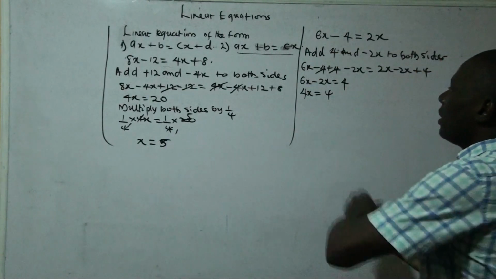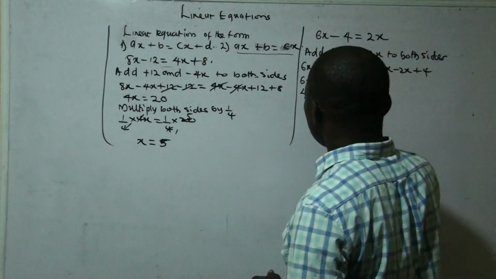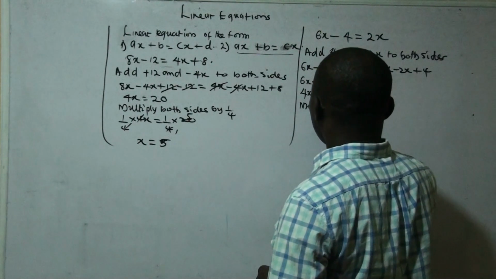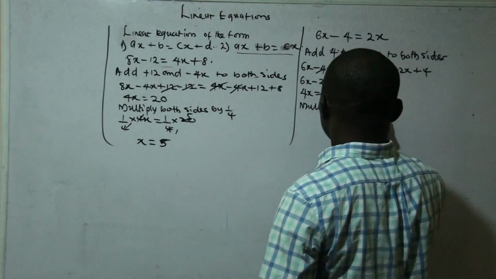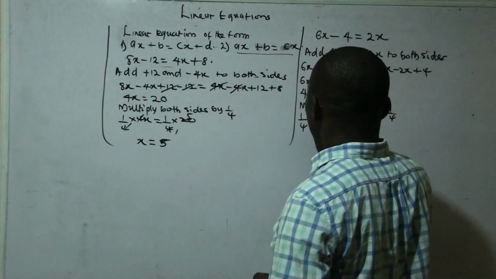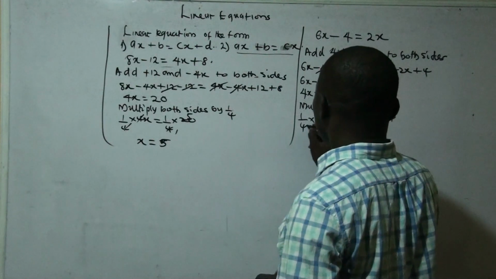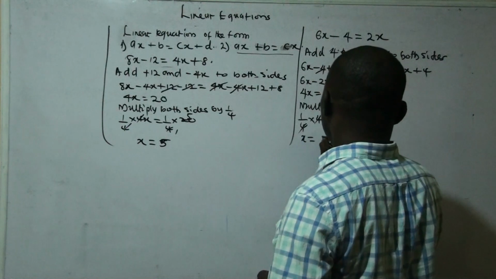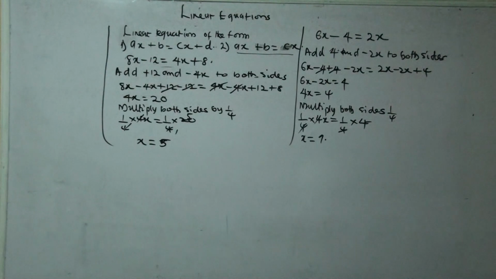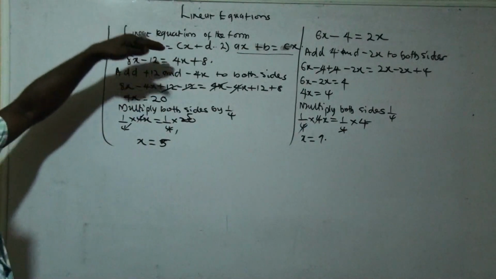So here sometimes you say divide both sides by what? By 4. But in this case, I will multiply both sides by 1 over 4. So we have 1 over 4 times 4x is equal to 1 over 4 times 4. So x becomes 1 in that situation. Okay, this is how to resolve a linear equation of this form.